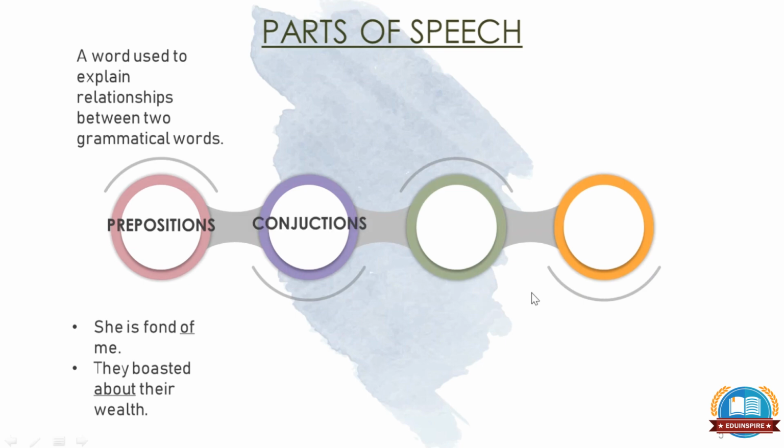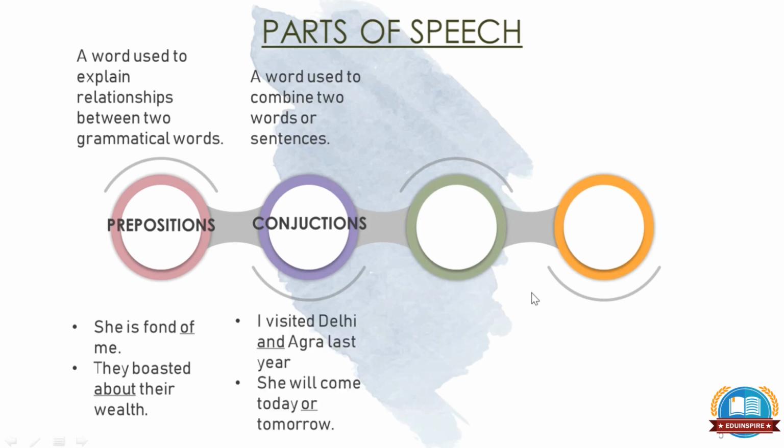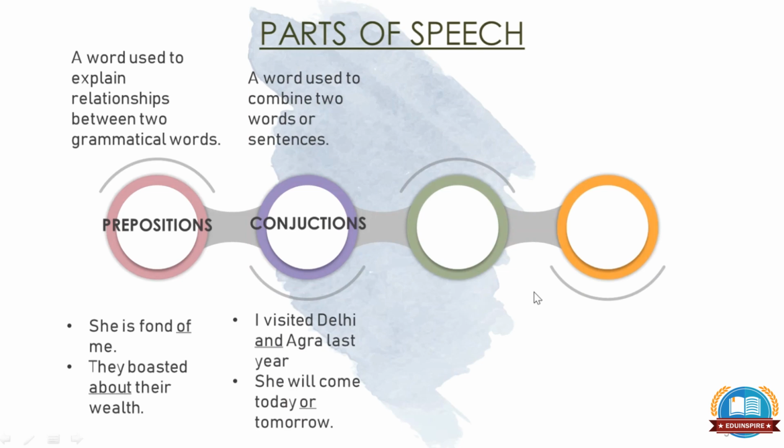Our next part of speech is conjunctions. A word used to combine two words or sentences is called a conjunction. For example, I visited Delhi and Agra last year. She will come today or tomorrow. In the first example, and is underlined and it is connecting two words, that is Delhi and Agra. In the same way, or is underlined in the second example, which is connecting the words today and tomorrow.